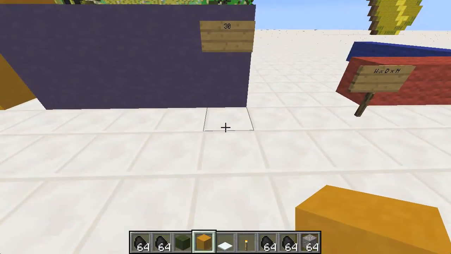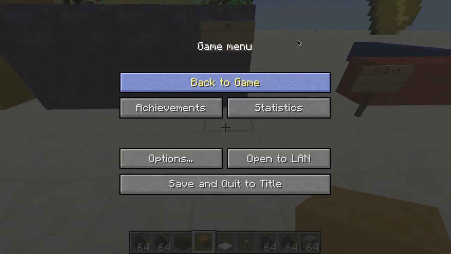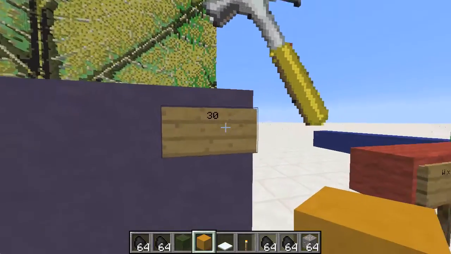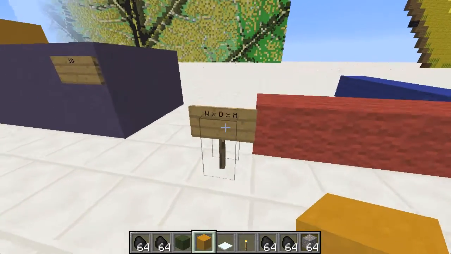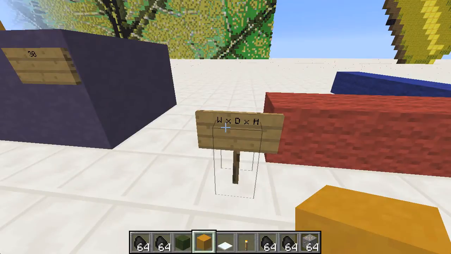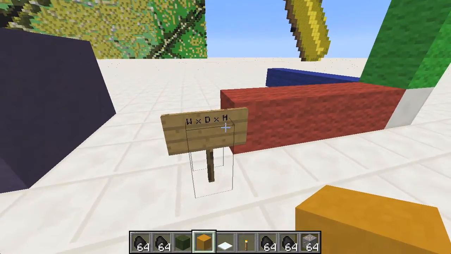So let me get my calculator out. So this is my calculator here, and I'm going to do that thing. So we said 5 times 3 times 2 equals 30. So this rectangular prism is 30 cubic meters. Okay, and I've written that on the side as well, so that I'm reassured that I've got this right. So that is the equation, if you like. The formula is width times depth times height.